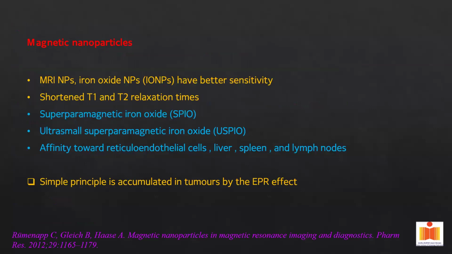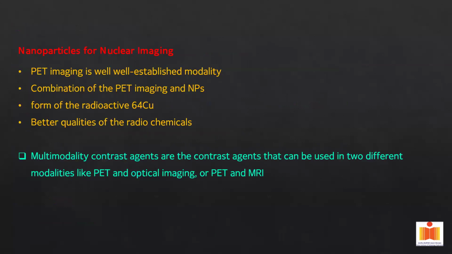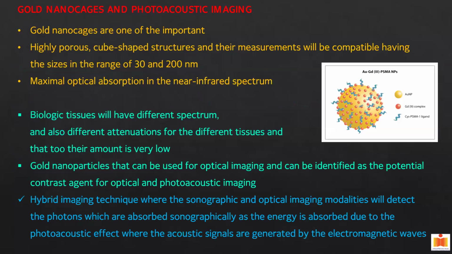So magnetic, we have already seen. Next, please. Nuclear imaging, we have already seen. So the only thing is copper, metallic 64 copper can be used.